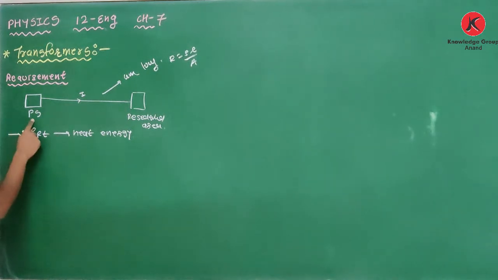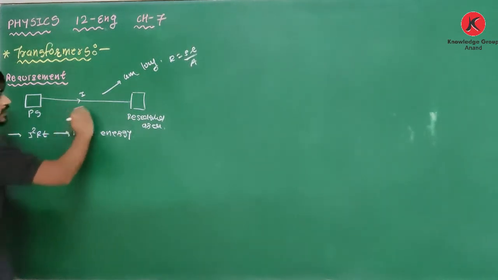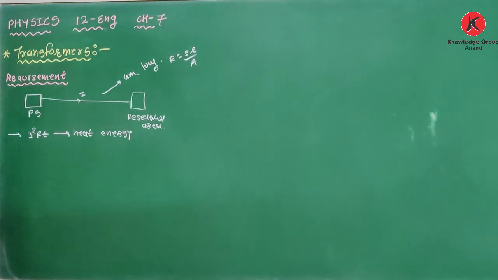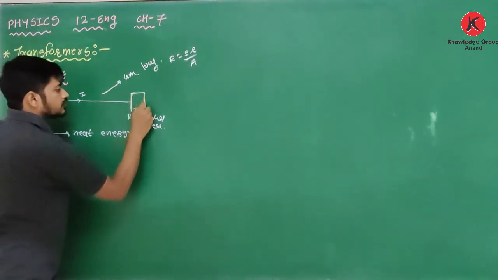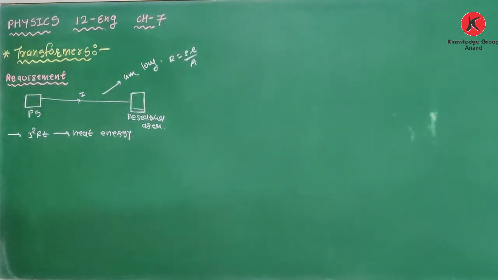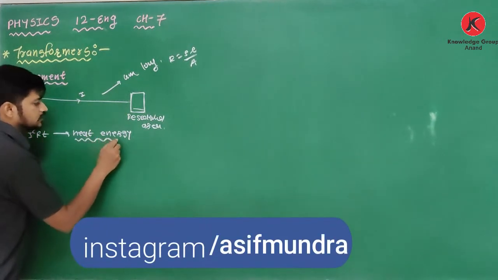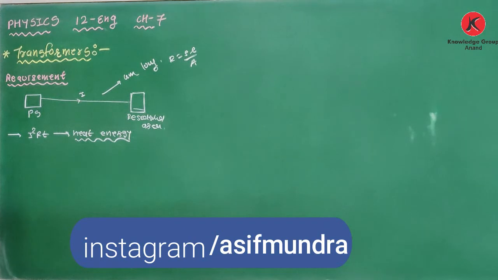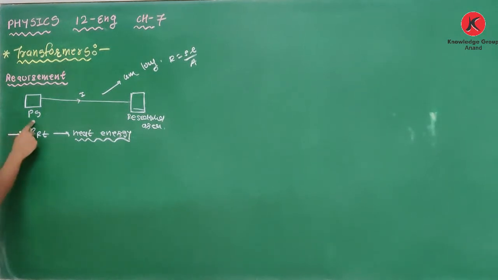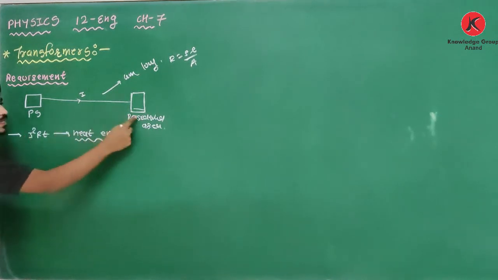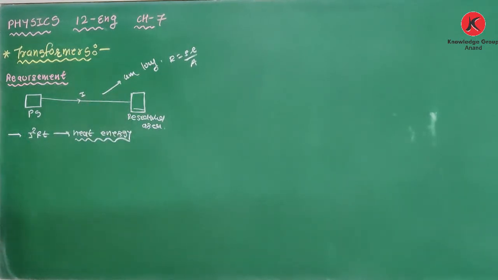Most of the energy supplied from the power station is lost as heat energy, and here we will have only a small amount of energy. According to I squared RT, heat energy is wasted. So if I supply 100 watt power from here, it will be less than 100 watt here. So how do we reduce this heat energy?